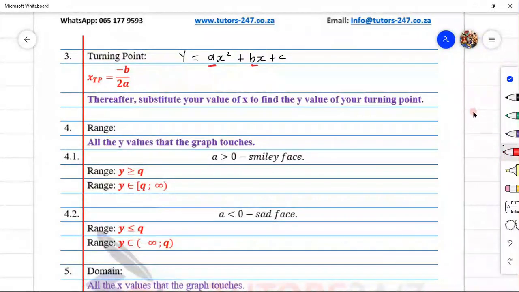The second method that we can use is to use the midpoint formula and involve our x-intercepts. So alternatively, what we can do is we can have our x of TP equals x1 plus x2 all over 2. So x1 and x2 represent our x-intercepts.